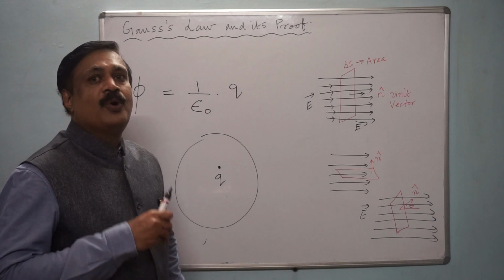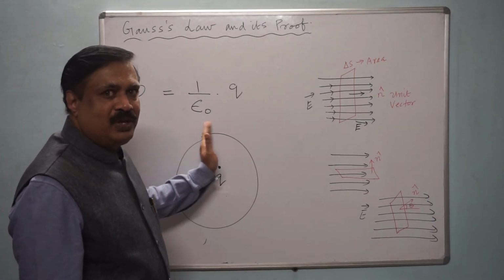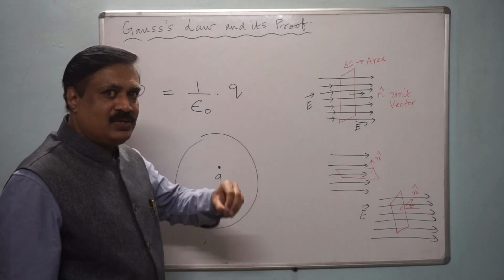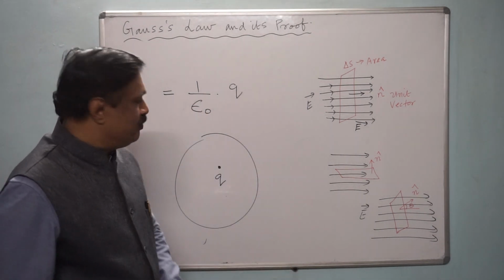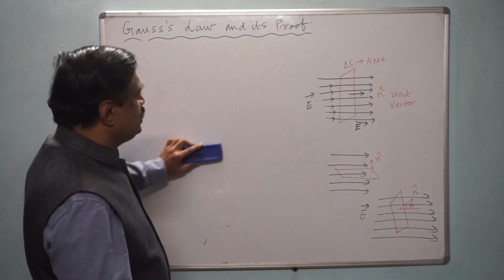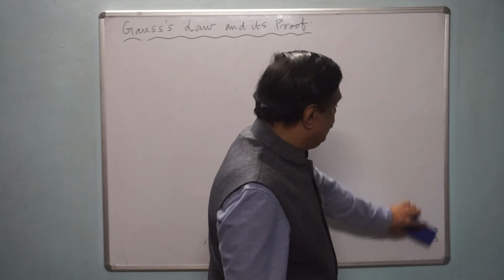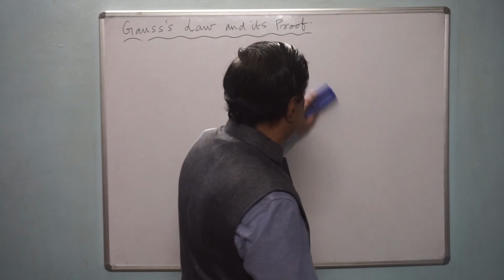Now we have to prove Gauss law. 1 by epsilon 0, already you know, is the permittivity of free space. That means Gauss law, as stated here, is for vacuum. How to prove this Gauss law? It is a very simple derivation, but it is a very important derivation.